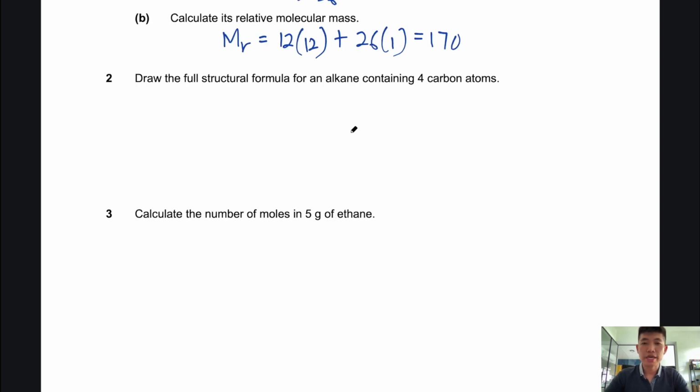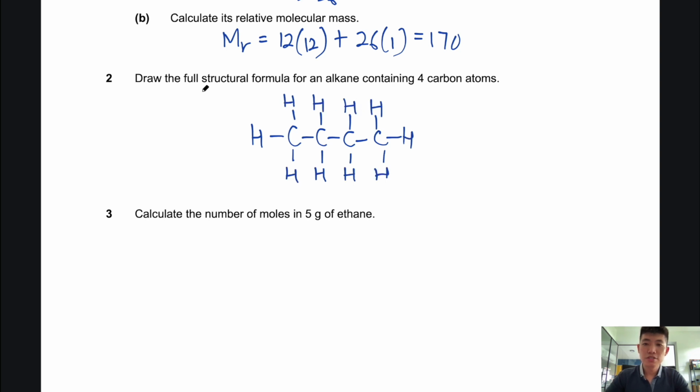Question 2. An alkane containing 4 carbon atoms. We have 4 carbon. We draw this first. And remember, each carbon has 4 bonds. So I'm going to make sure that there are 4 lines coming out of each carbon. Next, we are going to fill in the remaining hydrogen. So the full structural formula requires you to show all the bonds in the molecule.